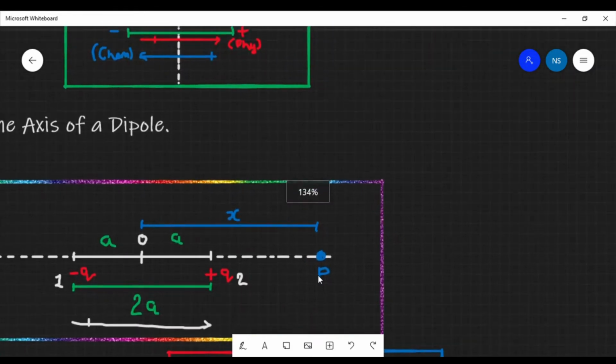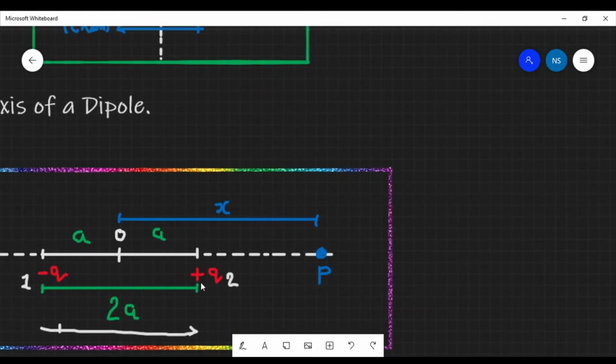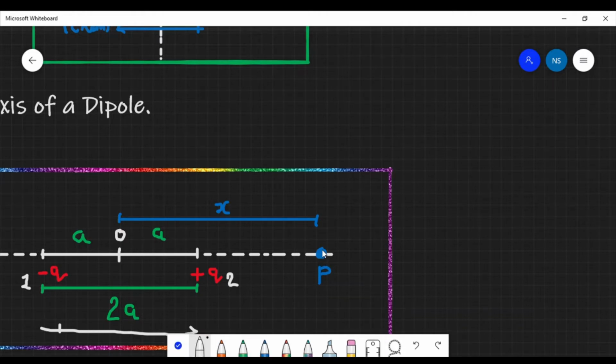So we see here that there is plus q charge over here, and there is a minus q charge over here. If you want to find the electric field at this point P, what we have to do is place a positive test charge. I have told this in my electric field lines video. What is a positive test charge? So we'll keep a positive test charge over here, and then on that test charge we will be finding the force.